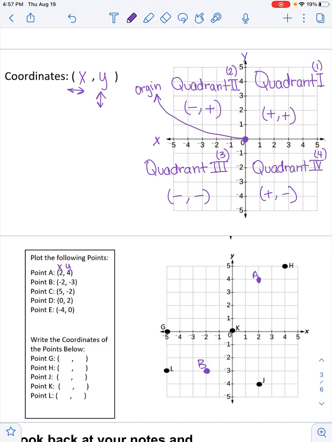So now we're moving on to point C. It's 5, -2. My x value is positive. My y value is negative. So that looks like it's going to be in quadrant 4. So I'm going to go to the right 5 and down 2.